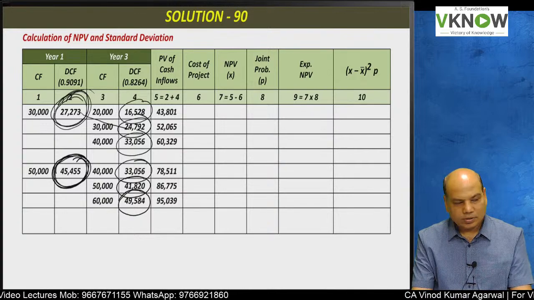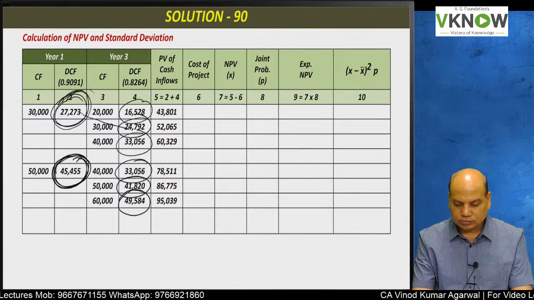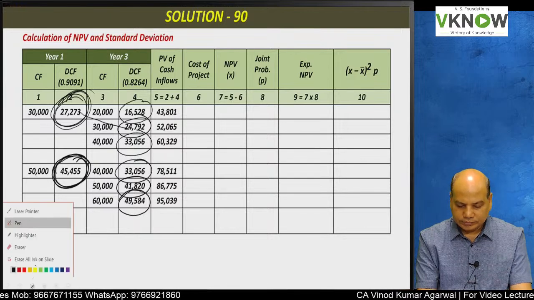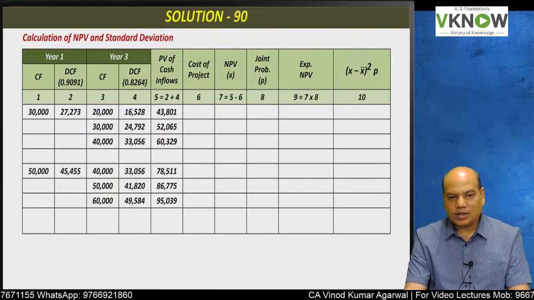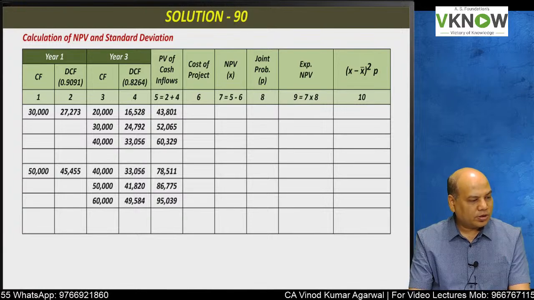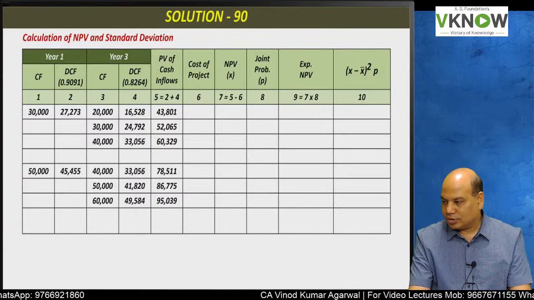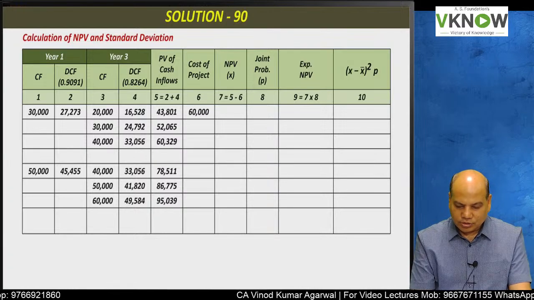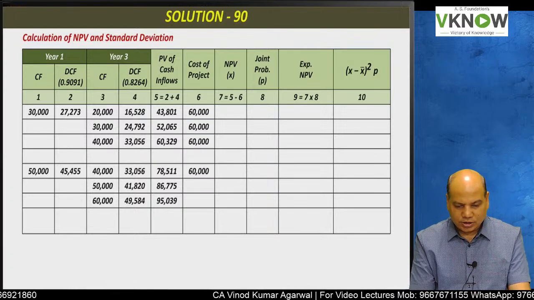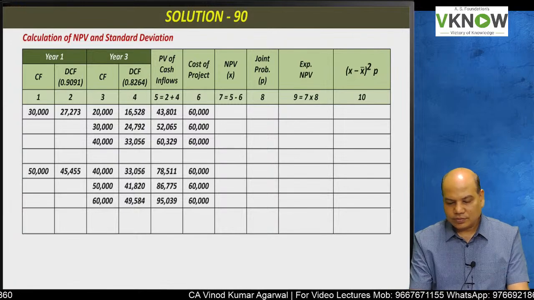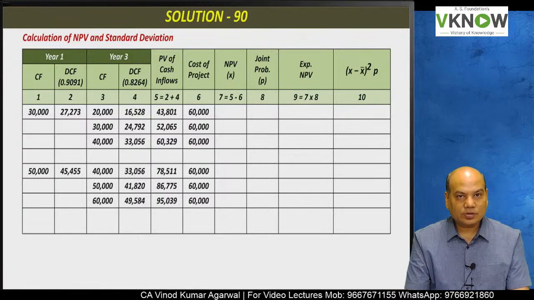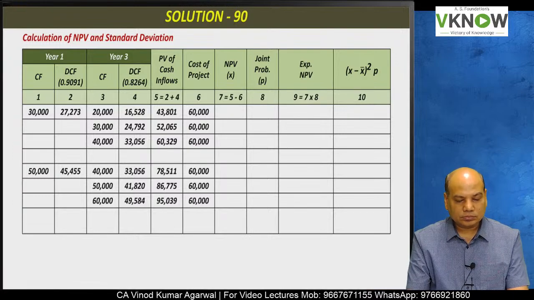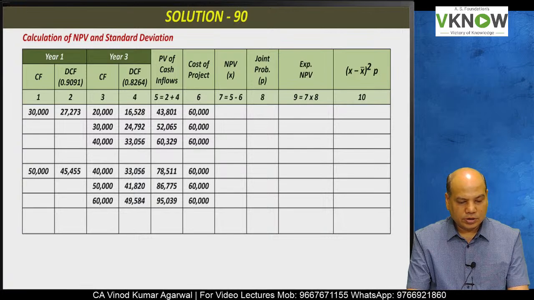Is it right now? Please confirm, is it right? Once you say this is right, we'll go ahead. Up to this is right. Now write down the cost of the project, which is 60,000. The cost of the project is to be paid today, so 60,000 is constant.